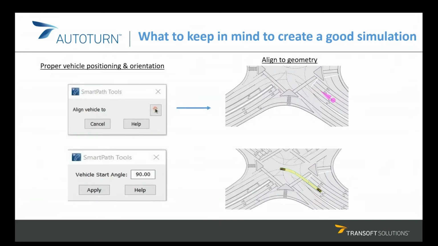Proper vehicle positioning and orientation. The vehicle can be either aligned to an existing geometry in the drawing, or if we know the angle the vehicle needs to be aligned, we can enter it in the box to have the vehicle oriented.